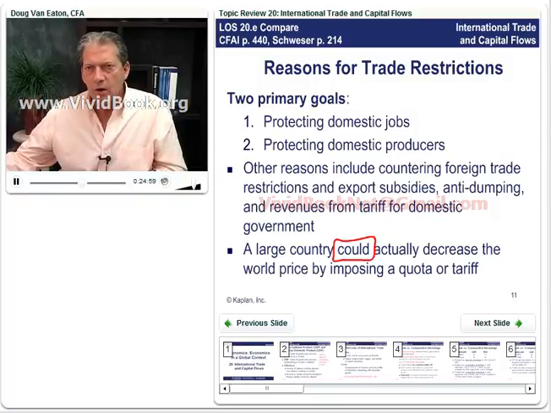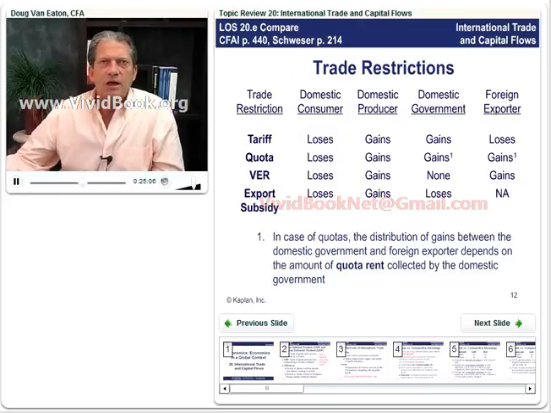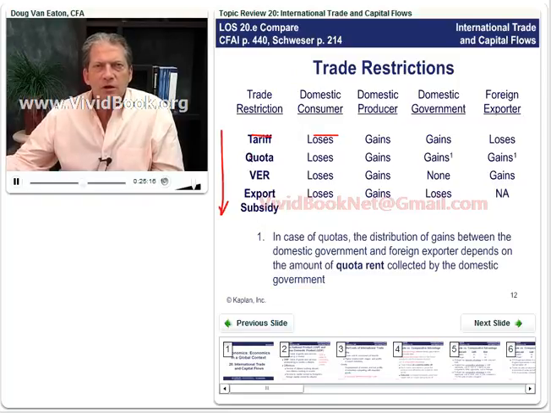Okay, moving on to our next LOS. Let's look at all the effects of these trade restrictions. Okay, tariff, domestic consumer loses. Well, we might as well go down this way, because we're going to claim, the economists conclude, that tariffs, quota, voluntary export restraints, or an export subsidy, the domestic consumer loses in all those cases. And domestic producers gain in all those cases. So that part is not hard to remember.